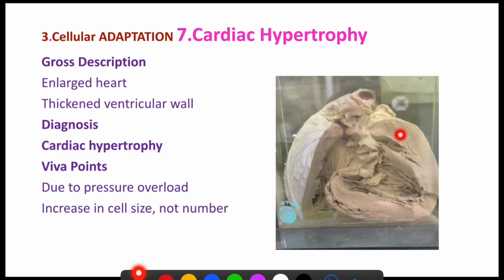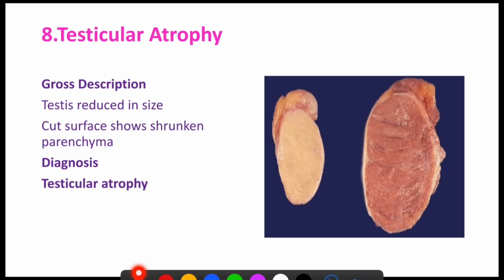So this is the specimen of cardiac hypertrophy and it is due to pressure overload. Here hypertrophy means increase in cell size, not the number. So this is the classic example of hypertrophy.